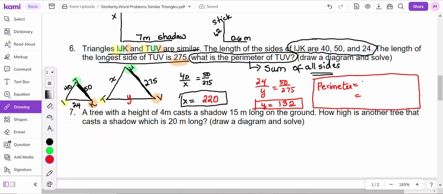So it is going to be 220 plus 132 plus 275. So what is the perimeter? Like this? 627. There we go. But once again, you have to understand what they're asking you for, okay? All right.